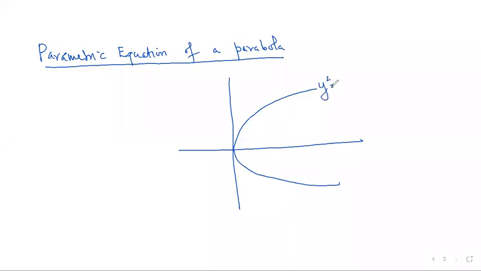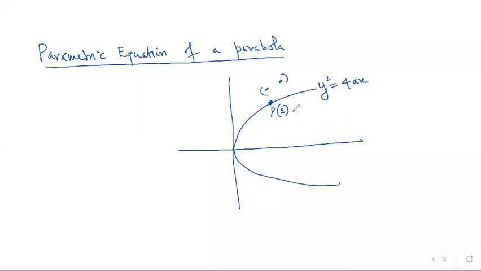Suppose y square equal to 4ax is the equation of this parabola. If I want to express a point on this, I need two values, x coordinate and y coordinate. I want to express the point using only one number.